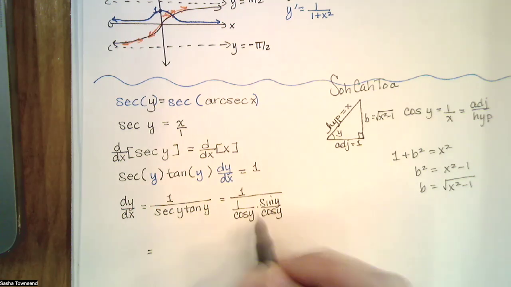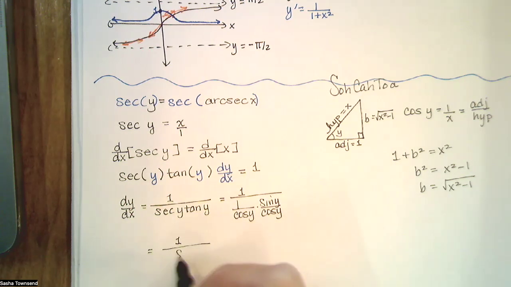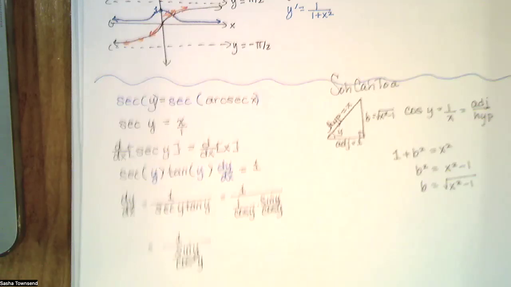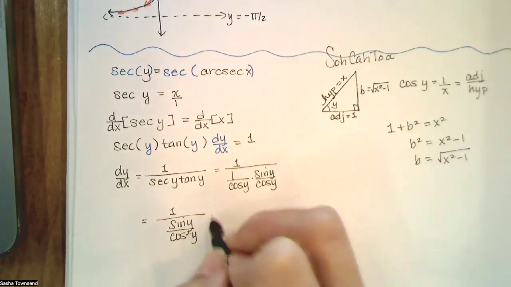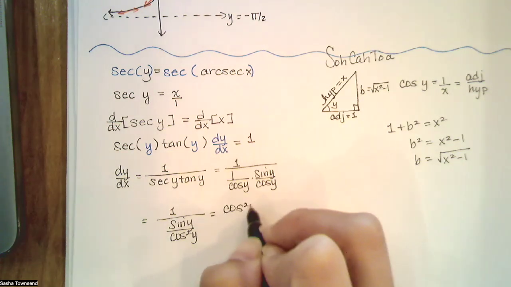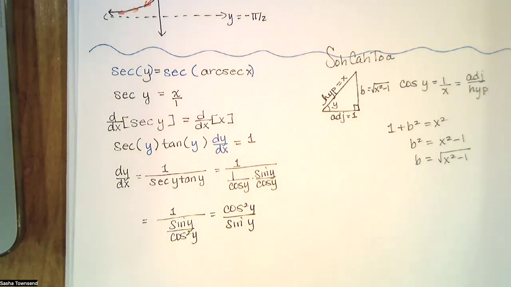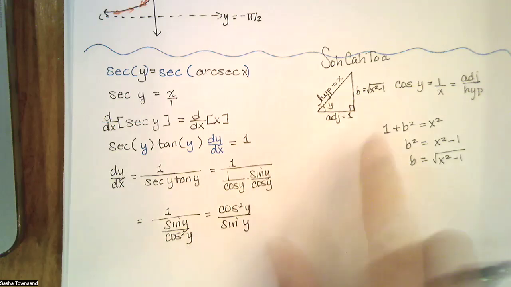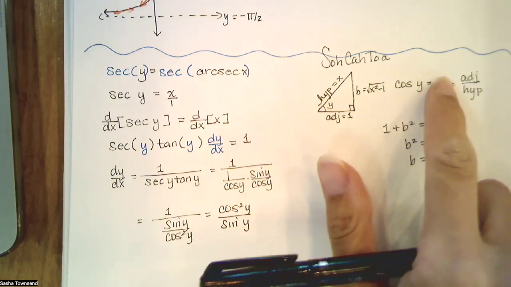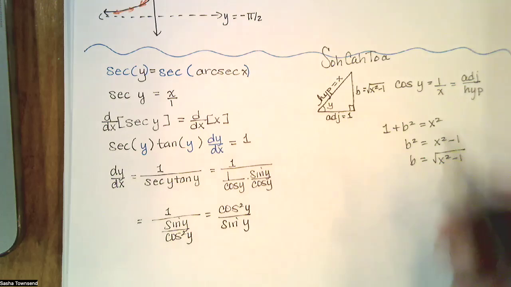And so if I multiply those two together, I've got 1 divided by sine of y divided by cosine squared y. And then I've got 1 divided by a fraction, so I can flip it. All right, so that's what we have. And now I know what cosine of y is in terms of x. It's 1 over x.